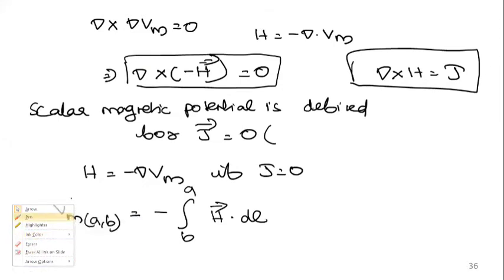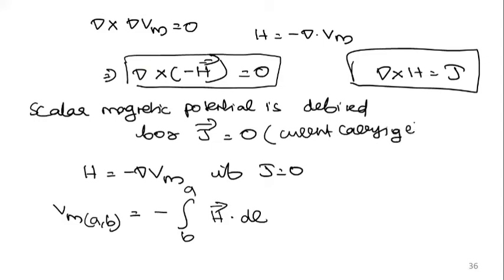J equal to 0 means the current density is 0. That is, the current carrying element is very small. So that's how we conclude. So if it's for a specific path, it should be from H dot dl.